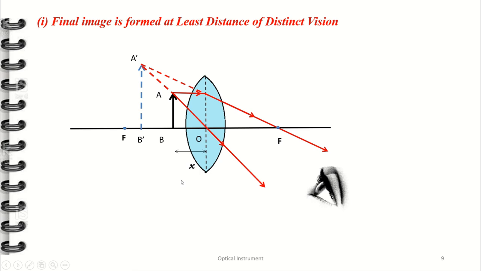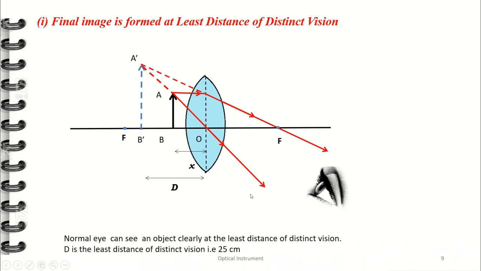Say the object AB is kept at a distance x. The image which is formed, A dash B dash, is formed at a distance d. D is the least distance of distinct vision. Now, a normal eye can see an object clearly at the least distance of distinct vision, which is 25 centimeter.